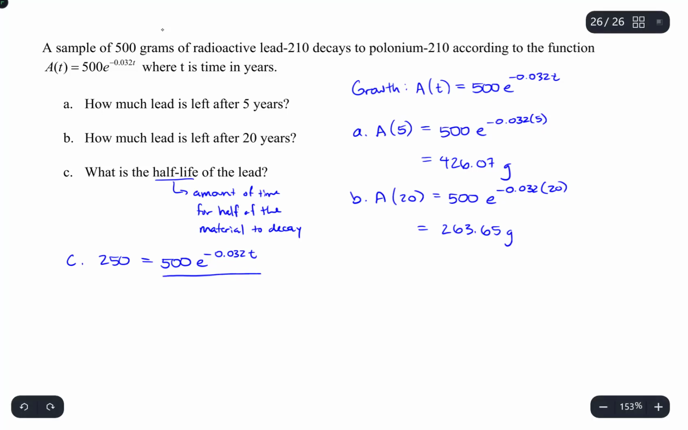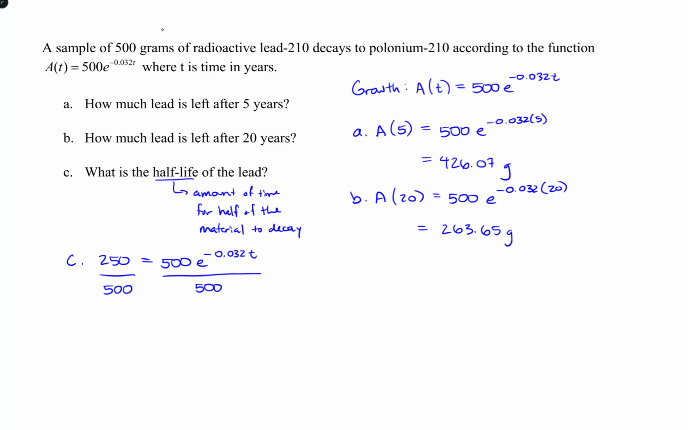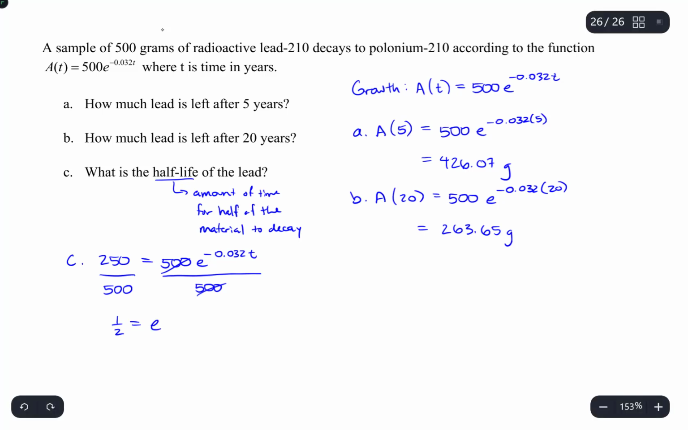So I've got a variable in the exponent, and I'm going to need eventually to get that out of the exponent, which means I'll change to a logarithm. But I can't do that until I just have the exponential function by itself. So I start off by getting rid of this 500, dividing it to the other side. So 250 over 500, it's no mistake, that's a ratio of a half because we said it's a half-life, equals e to the negative 0.032 times t.